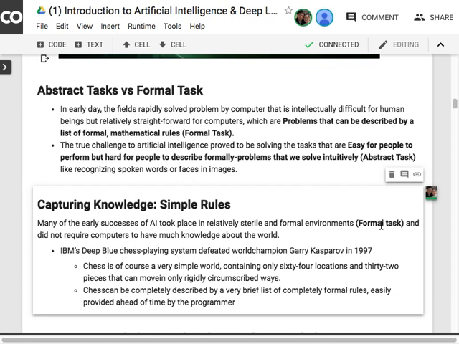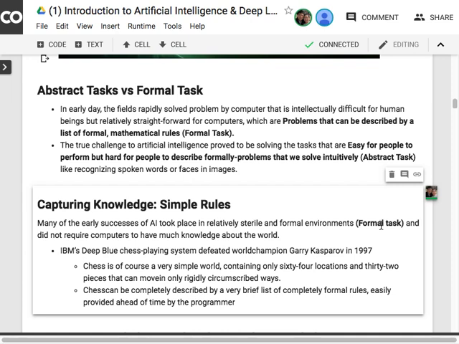But the other kind of task, which is a true challenge for AI, artificial intelligence, is the task that is easy for people to perform but very hard to describe formally to the machine.